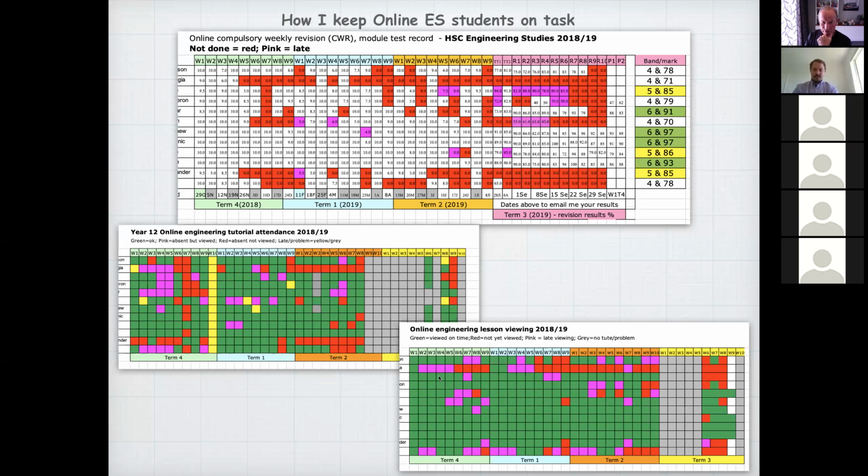And if it's pink, they're late viewing the lesson. I expect them to view the recorded lesson by 2300 on Sunday, and if they're late, they get a pink. So I've got to be as diligent as I expect the students to be. Okay, so that's how I keep my online students on task.